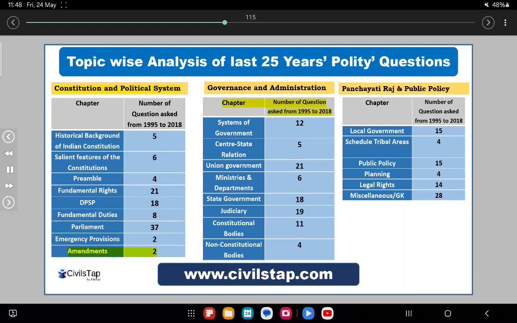Amendments to the Constitution and Political System. Number of questions asked from 1995 to 2018. Systems of Government. Center-State Relations. Union Government 21. Ministries and Departments. State Government 18. Judiciary 19. Constitutional Bodies 11. Non-constitutional Bodies. Governance and Administration. Number of questions asked from 1995.